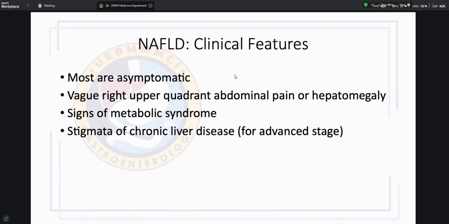Since most patients with NAFLD are metabolic dysfunction associated, there can be signs of metabolic syndrome. Some would also have subtle stigmata of chronic liver disease such as spider angioma or palmar erythema. And in some, the presentation would be complications of decompensated cirrhosis such as vomiting of fresh blood due to esophageal varices.